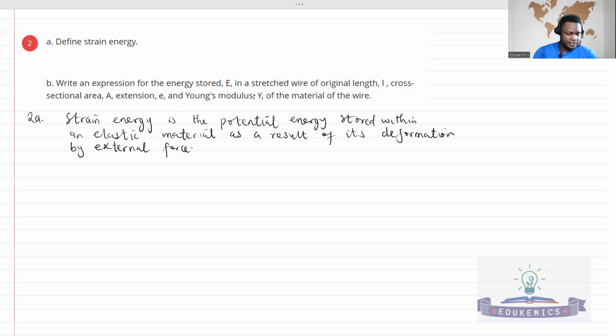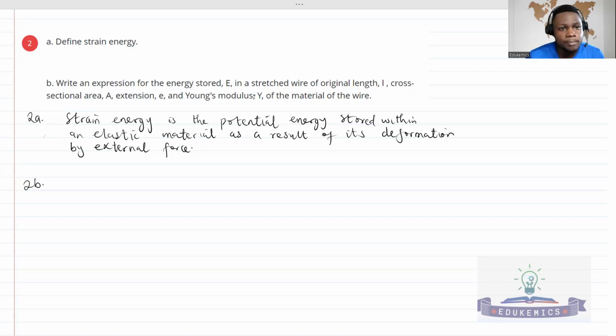Strain has to do with the ratio of the increased length, which is the extension, to the original length of that elastic material. So the energy that is required to cause that is what we call the strain energy. It is caused by external forces deforming the elastic material. So let's go to B. Question 2B says we should write an expression for the energy stored in a stretched wire of original length, cross-sectional area A, and the rest.